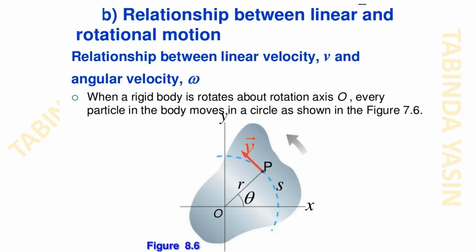making linear velocity v, and making an arc s, and the angle swept, the angular displacement, is theta, and the length of the circular path from the O axis to the point P is the radius r. That is the picture you can see here.